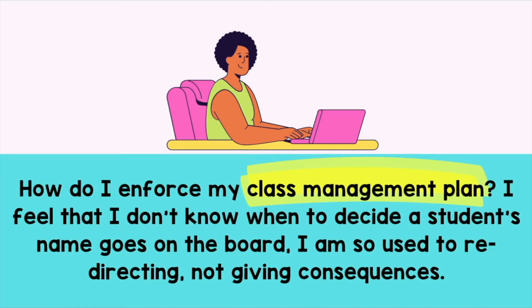Enforce my classroom management plan. I feel that I don't know when to decide a student's name goes on the board, and I'm so used to redirecting and not giving consequences. So, how to enforce your classroom management plan? Now, I do have to say, it should be more than just putting the students' names on the board. You need to have a positive aspect to it as well.